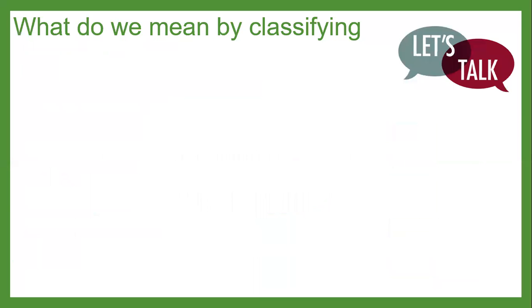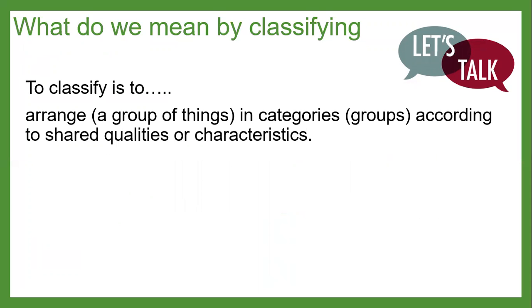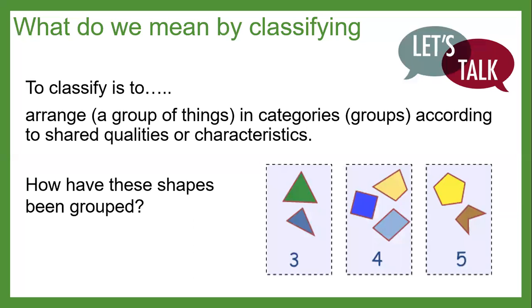Let's have a look. So what do we mean by classifying? To classify something is to arrange it into categories according to shared qualities or characteristics. So classifying is putting your objects, or whatever your focus is, into certain groups. So let's have a look at these. Think to yourselves, how have these shapes been grouped? I'm going to give you 10 seconds before I give you the answer.